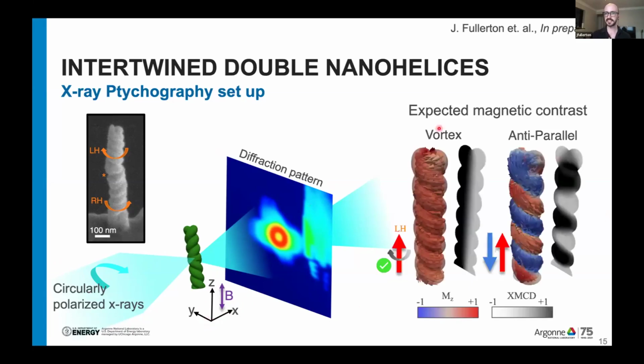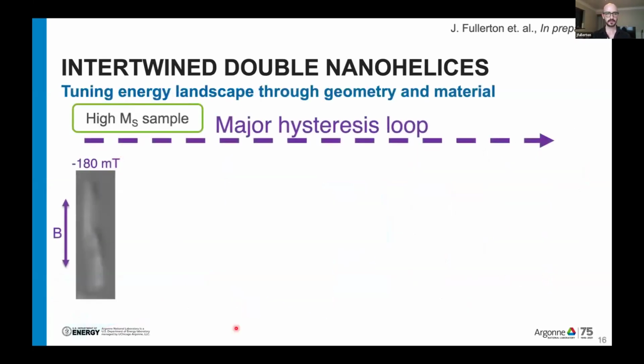So from our two magnetic states, this is our expected magnetic contrast. For the vortex state, we expect this quite clean transverse black to white or white to black signal, depending on the direction of circulation. With the anti-parallel state, we're expecting this opposite signal. So you have this alternating black and white contrast along the long axis of our wire. And we're going to be investigating this while applying magnetic fields along that long axis as well. So if we look first, say, at a branch of the major hysteresis loop for our high MS sample, where we're sort of close to degeneracy between the two states.